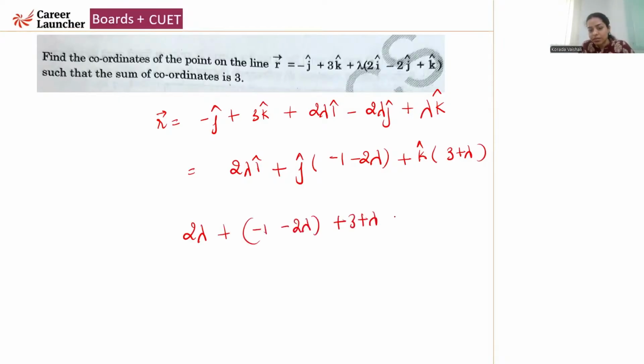Plus of 3 plus lambda. This is going to be equal to 3. अब आपको बस ये equation solve करना है. And what should be the value? Lambda is simply equal to 1.